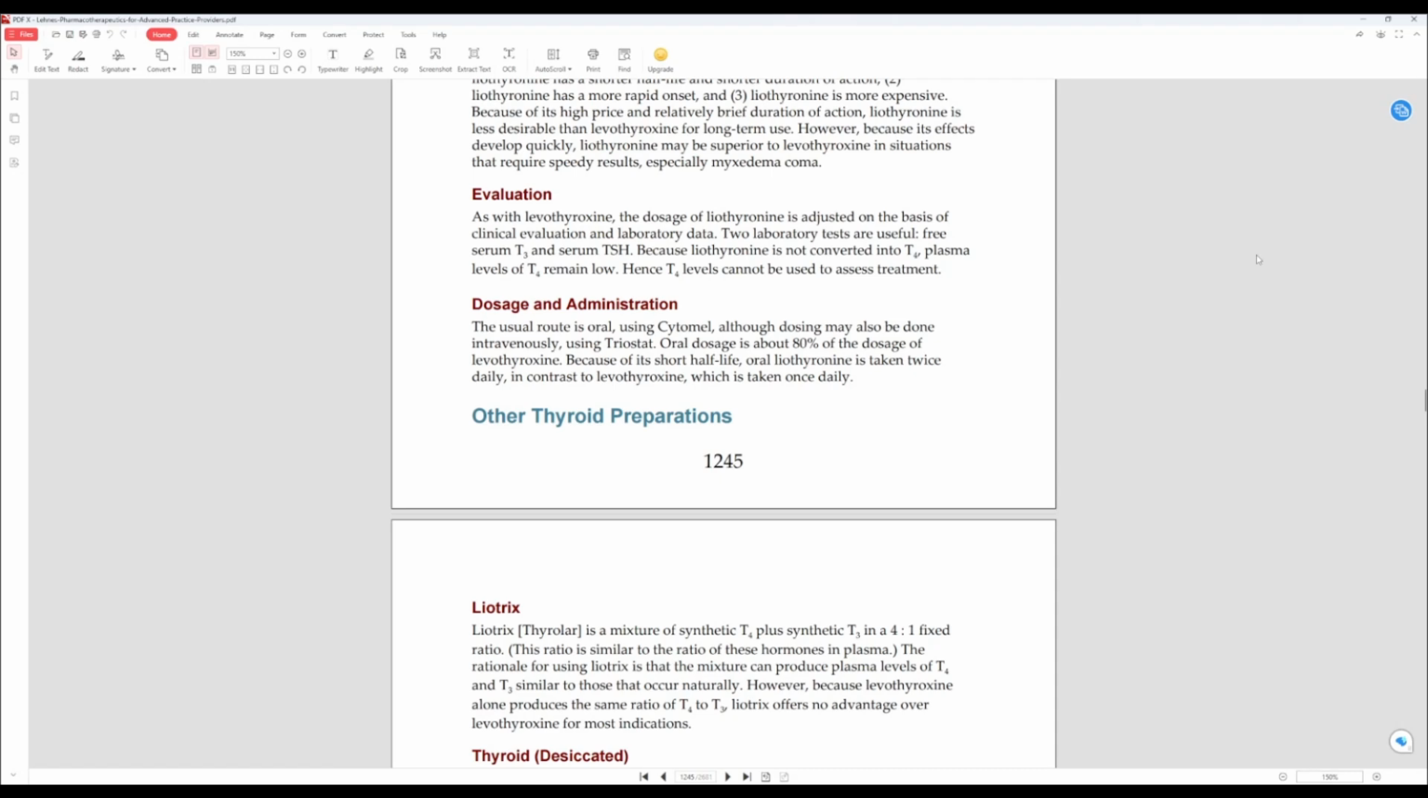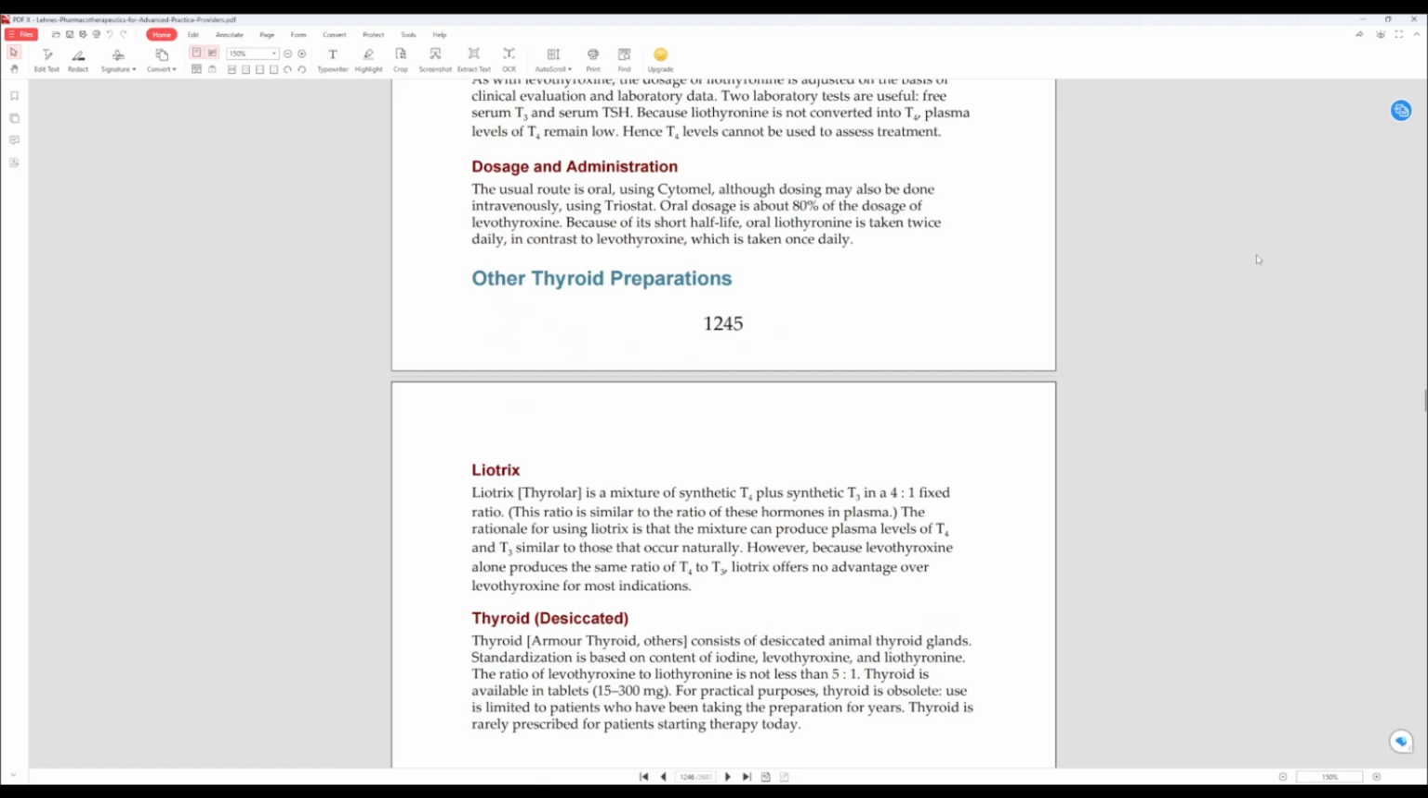Its dosage and administration. The usual route is oral, using Cytomel, although dosing may also be done intravenously, using Triostat. Oral dosage is about 80% of the dosage of levothyroxine. Because of its short half-life, oral liothyronine is taken twice daily, in contrast to levothyroxine, which is only taken once daily.